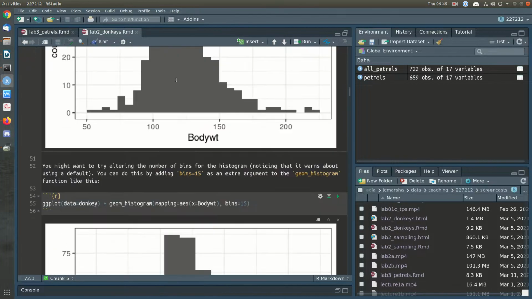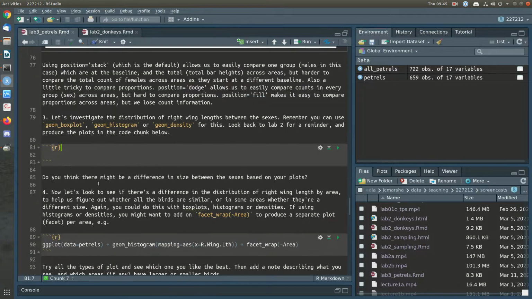So we've got a histogram here. Let's start with the histogram maybe. We'll grab that and we'll just copy and paste that there. Okay, so in general you should be doing this all the time, copying and pasting stuff, and then just fixing it up so that it works, right? So we're going to be using our Petrels data here, and then the columns and then the distribution we're interested in is the right wing length.